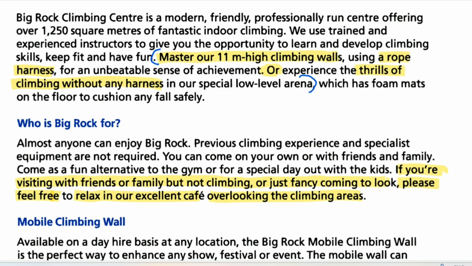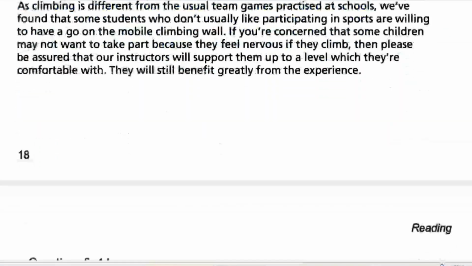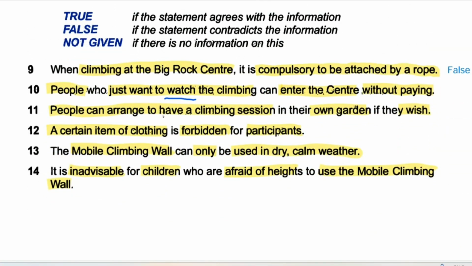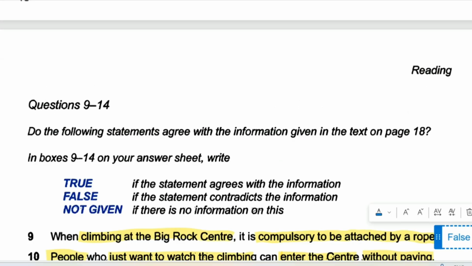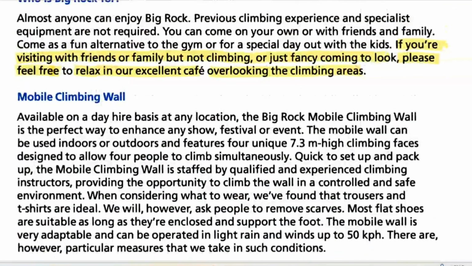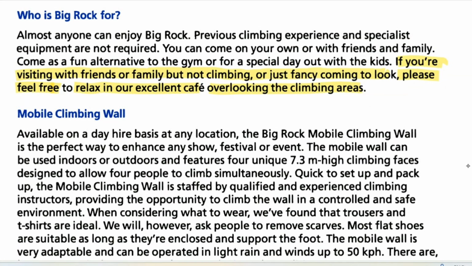Now many students, what they will do here is they will see these two words, without paying, here, and they will see this word, free, here. Let me draw free, and they will say the answer is true. Without paying, free, free without paying. That's absolutely incorrect. Let me tell you, do not match the words, match the meaning.